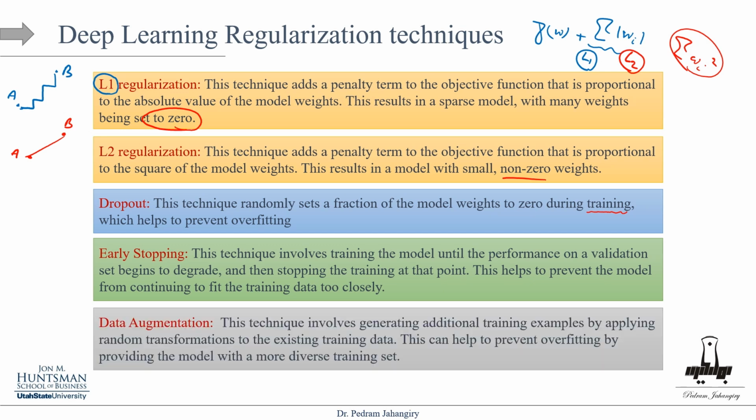The last one that we will cover here is called data augmentation. This technique is mostly used for unstructured data like images, and it involves generating synthetic data, right? Additional training examples, not 100% synthetic. These are slight transformations of the original data. We apply random transformations to the existing data set, and this helps to prevent overfitting by providing the model with more diverse training sets. If you remember, in the machine learning part we also talked about it: one of the ways to mitigate overfitting is collecting more data. So this is one way to do that, right?